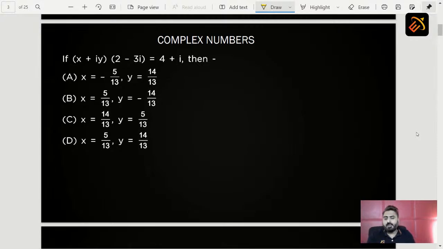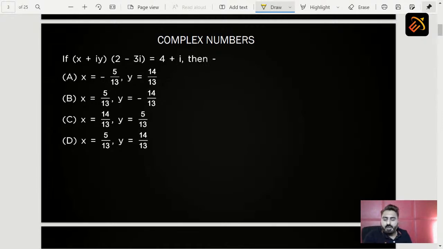Now students, the first MCQ here is: if (x + iy)(2 − 3i) = 4 + i, then check your options. हमें x और y की वैल्यू फाइंड करनी है. So option A is x = −5/13, y = 14/13. Option B is x = 5/13, y = −14/13. Option C is x = 14/13 and y = 5/13. And option D has x = 5/13 and y = 14/13.